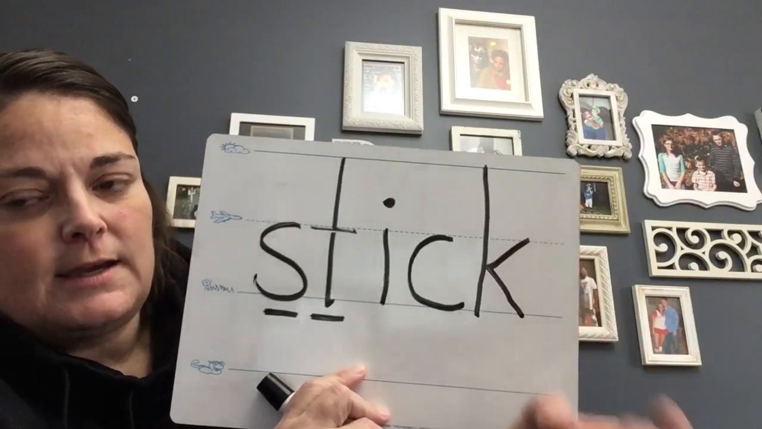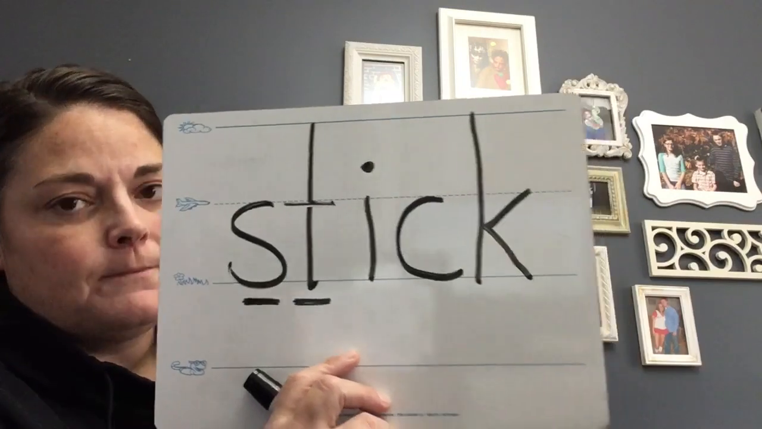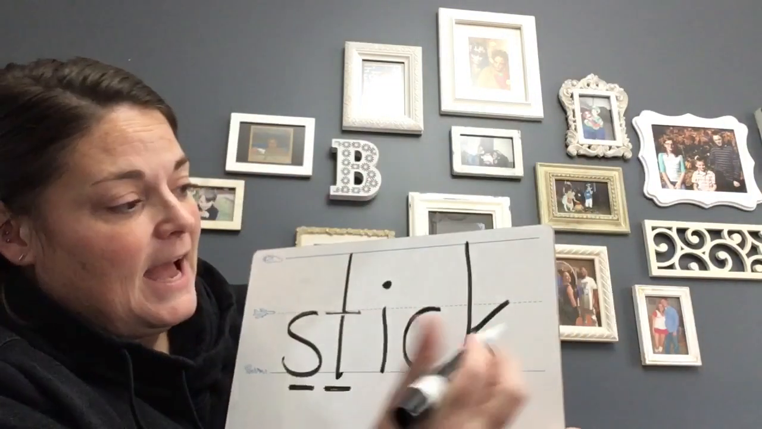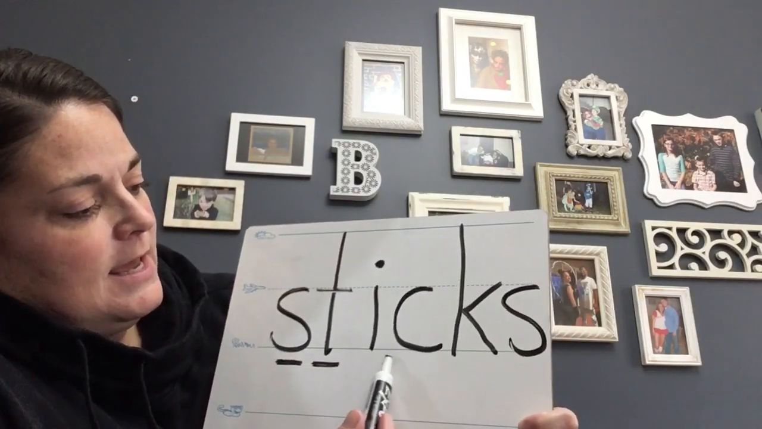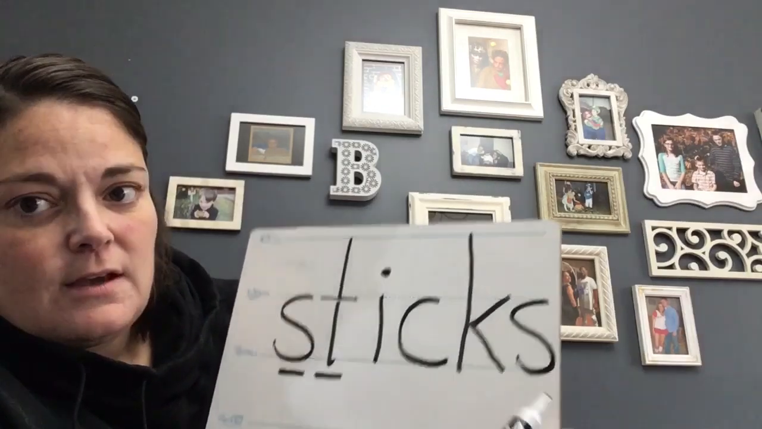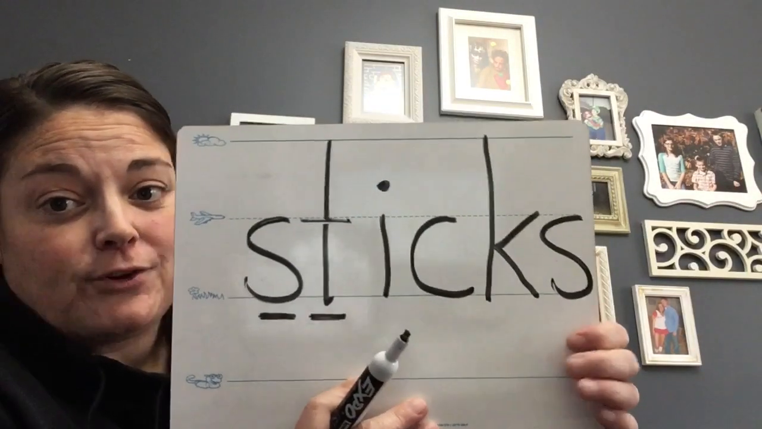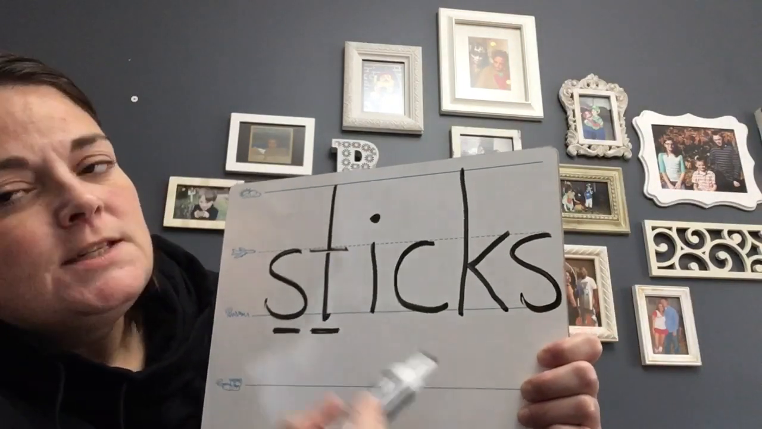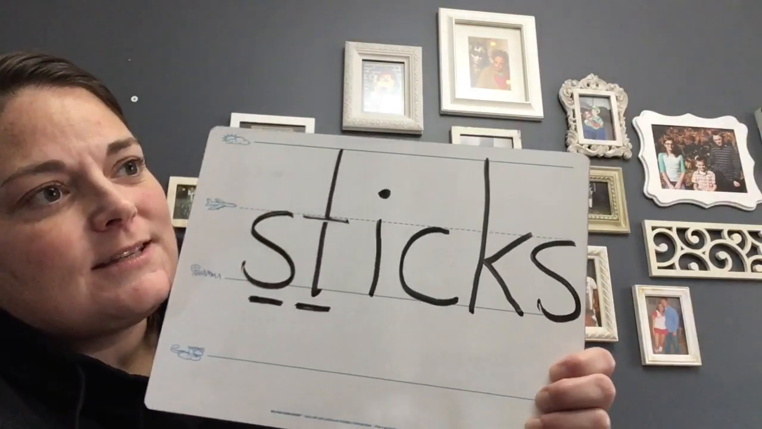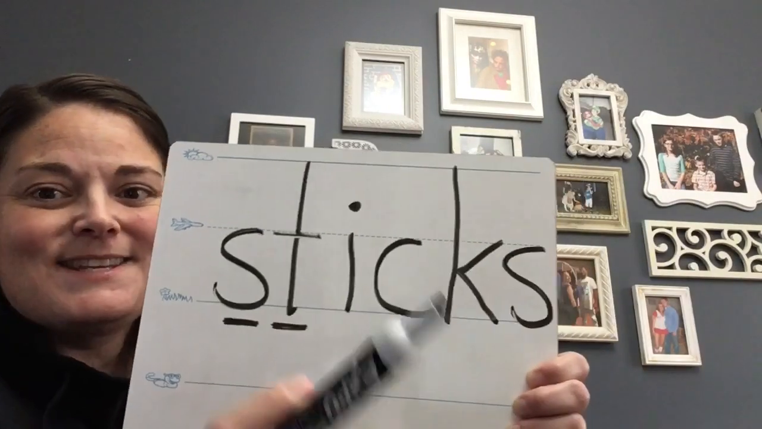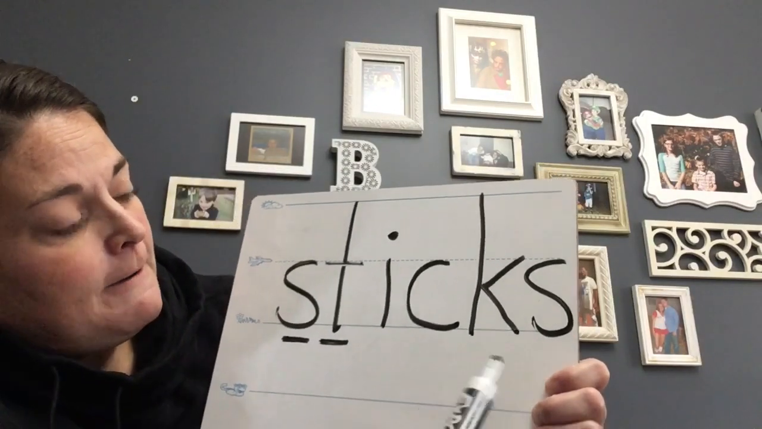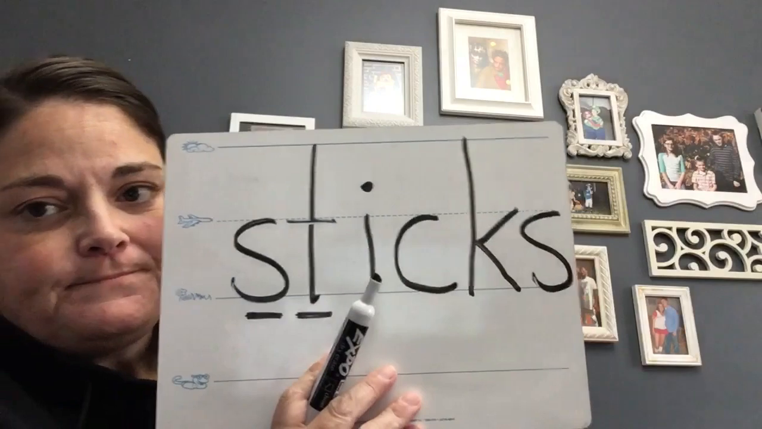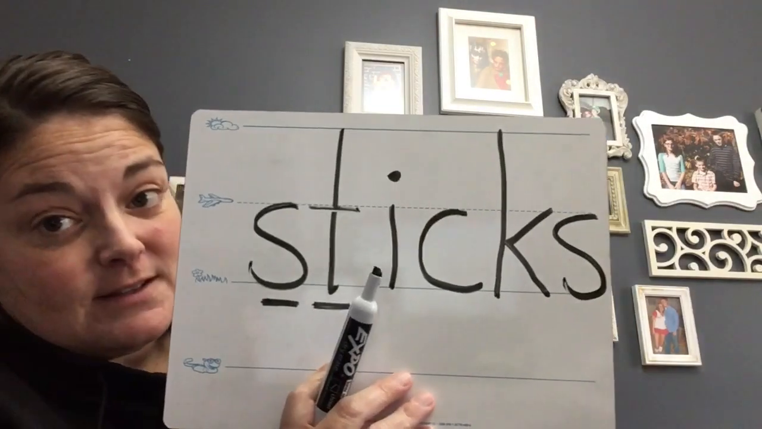Stick. How do we make it plural? Add the suffix s. Read it again. Sticks. Many sticks are in my front yard after a storm. Listen to the sound of the suffix. Sticks. It makes the S sound, doesn't it? Not Z. This one says S. Guys, what's the base word? Stick. What's the suffix? S. You got it. We're going to try one more.